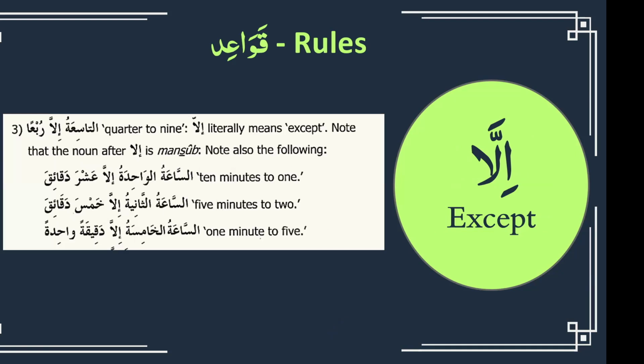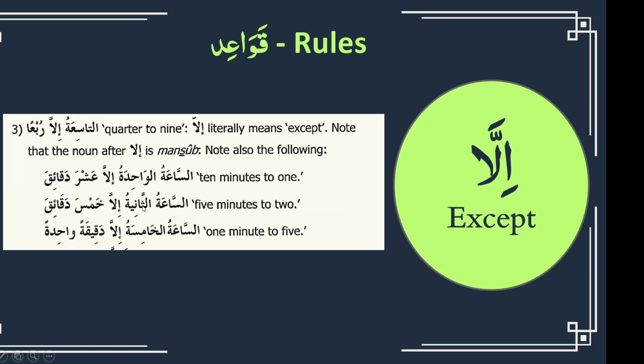And then illa is used for "except." For example, at-tasiyatun illa rub'an, quarter to 9. Illa simply means except. For example, if you're saying As-sa'atul wahidatu illa ashra daqaik, 10 minutes to 1. Daqaik means minutes. As-sa'atu as-saniyatu illa khamsa daqaik, 5 minutes to 2. This is simply the time. The sa'atu is simply reflecting that you're talking about the time. The numbers are over here.